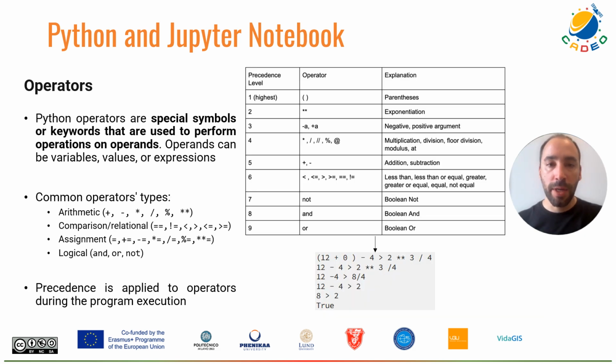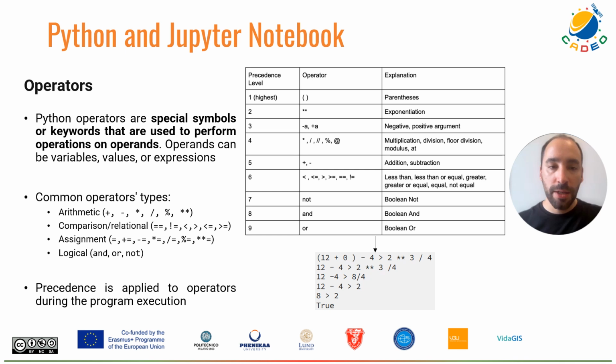During our programming, we can play with our variables, for example, using operators. Operators in Python are special symbols or keywords that allow us to perform various operations on operands. Operands can be variables, but also values, or even more complex expressions. There are several types of operators in Python, but let's have a look at the most common ones.